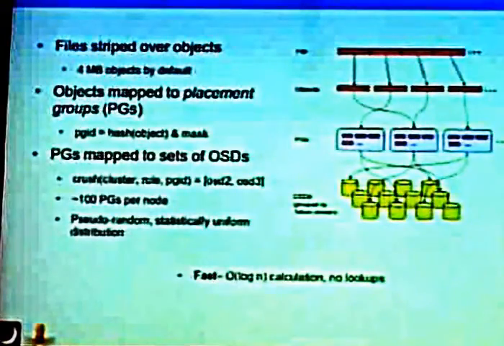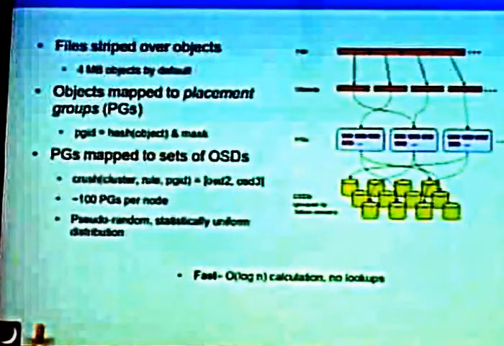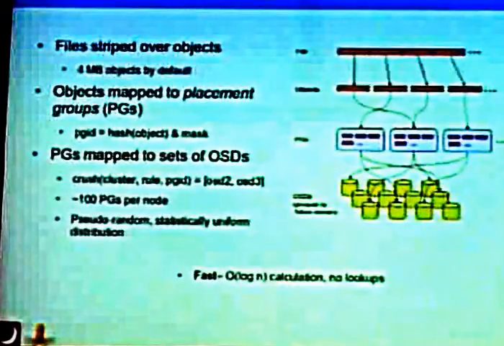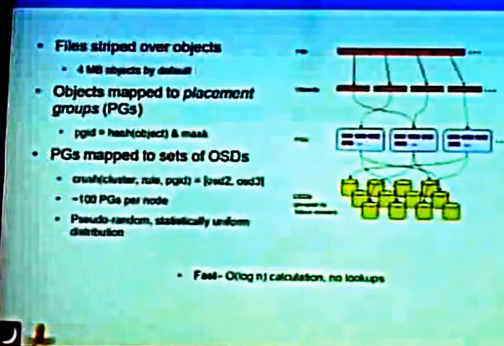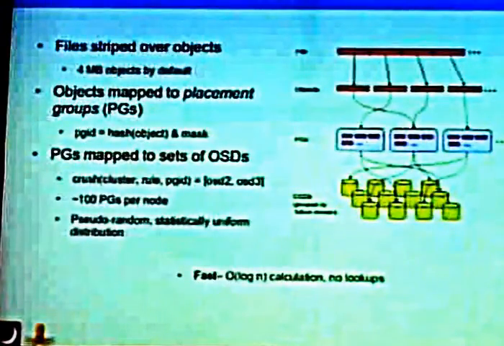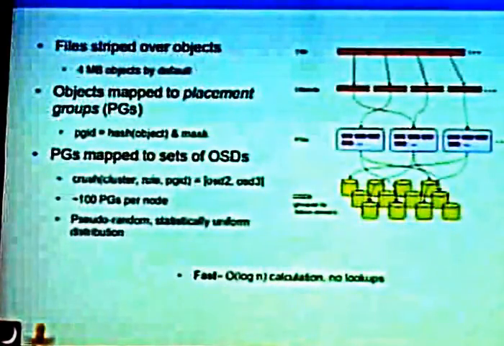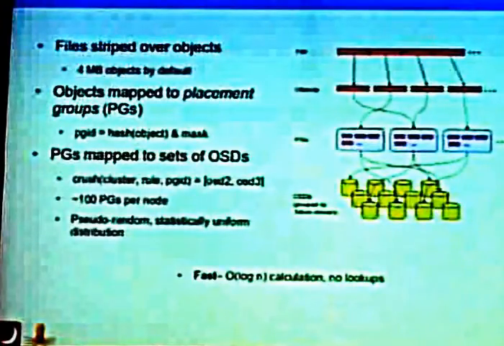So the things to notice are, first, that this process is very fast. It's an O(log n) CPU calculation to figure out where this data should be stored, where n is the size of the cluster. And there are no lookups necessary. We don't have to ask some other server where I should be putting this data. I can just calculate it.